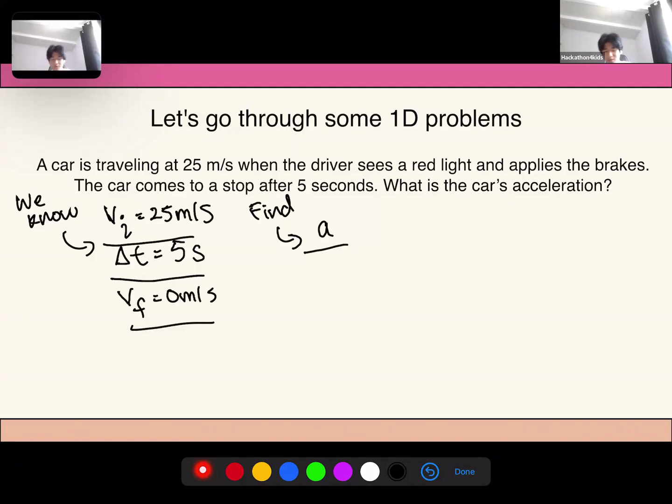Okay, so we know these 3 variables. We want to find A. We want to find acceleration. So what equation has these 4 variables? We know these 3, so we can solve for the last one.